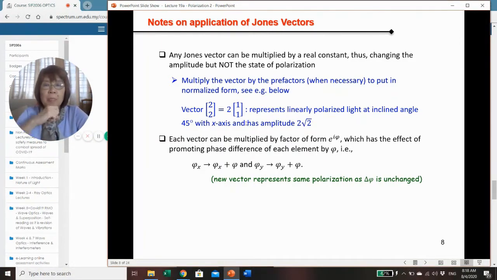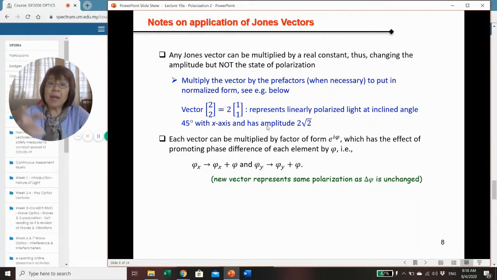For example, if you have a vector 2 and 2 here, you factor out 2, you have 1 and 1. So this would represent linearly polarized light at an inclined angle of 45 degrees with an amplitude. You change this to normalized form, then you will factor out a root 2. So the amplitude will be 2 root 2.